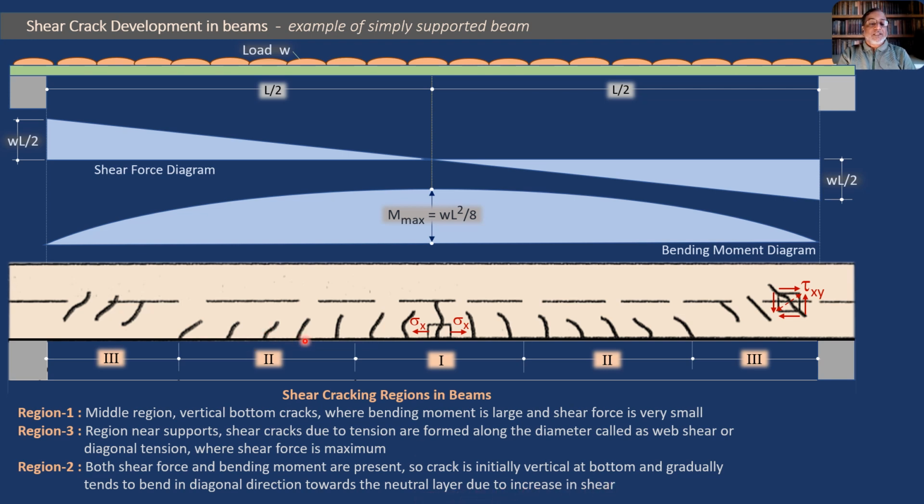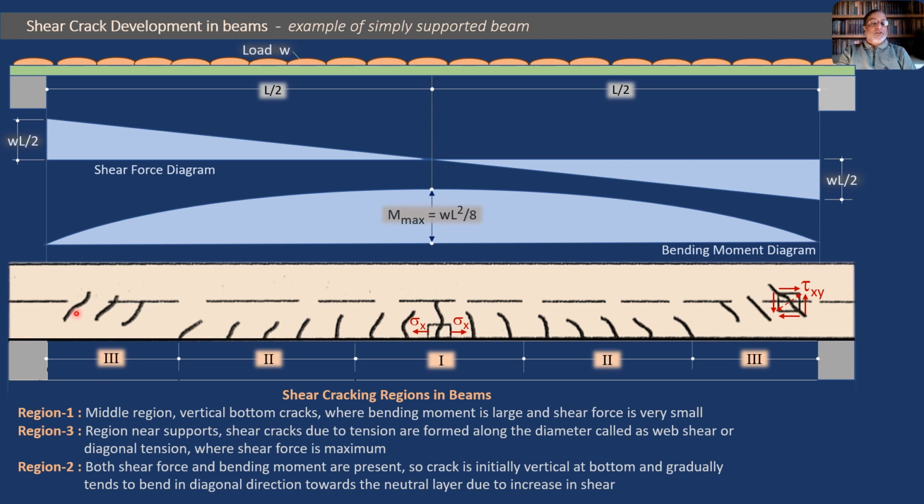gradually tends to bend in a diagonal direction towards the neutral layer due to increasing shear. So slightly it goes on; initially it was vertical at the bottom, but now it has become inclined. As you go towards the support, the shear force becomes prominent and the bending moment becomes less prominent. You will see that the direction of the crack also changes, from vertical to 45 degrees inclination. That is how the crack inclination changes from the center point to the supports. So that is the message.